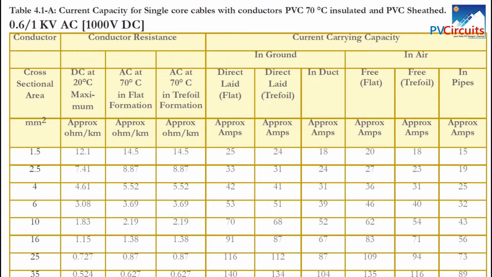So this is our table 4.1a, and while discussing the problem, we have identified that we should have a cable with a current rating greater than 13 amps, and this particular cable is going to be installed free in air. We find that the first cable is 20 amps, which of course is greater than 13 amps. Then we move to the left and we see that this cable size is 1.5 millimeter square. So we go back to our problem and finalize the solution.